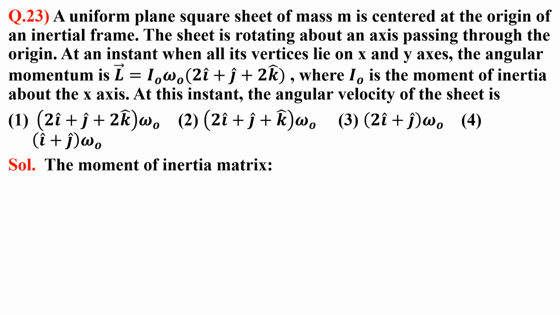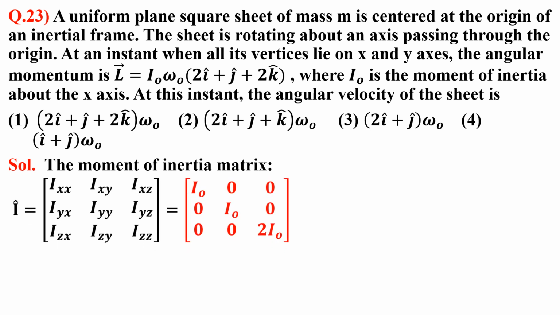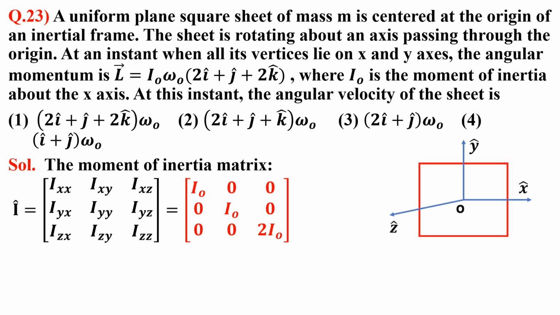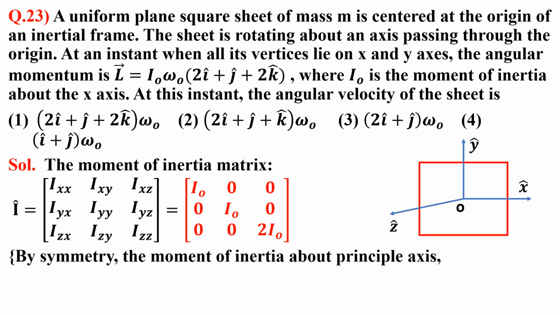Solution. The moment of inertia matrix I can be written as this. You can see the figure. By symmetry, the moment of inertia about the principal axis Izz equals Iz equals Ix plus Iy equals I naught plus I naught equals 2 I naught.